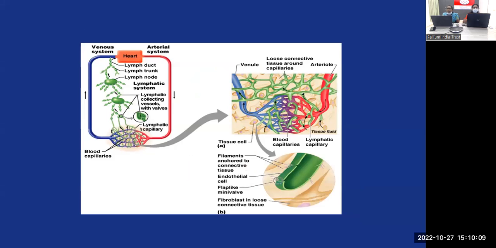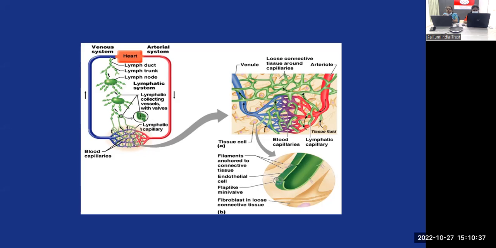So another thing is there is a venous system and the arterial system. Arteries, we all know, carry the oxygenated blood flowing, and then the venous system carries deoxygenated blood. Here, you can just see the picture.